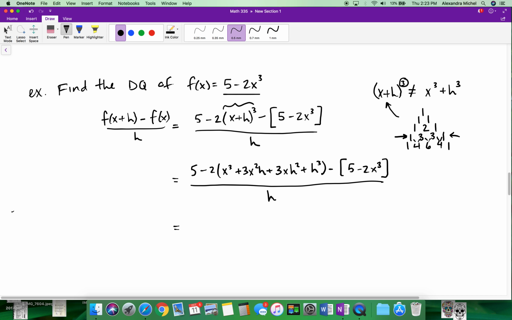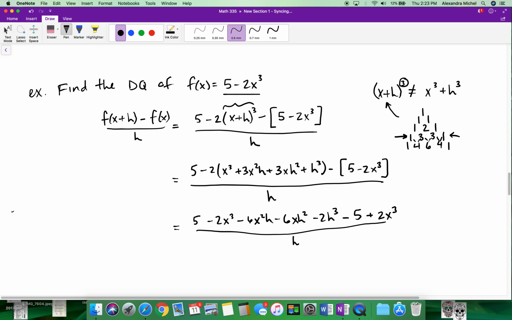And now if I distribute everything, I'm going to have 5 minus 2x cubed minus 6x squared h minus 6xh squared minus 2h cubed minus 5 plus 2x cubed all over h. Now if we look at what we can cancel, we can cancel these 5s, and we can also cancel the minus 2x cubed with the plus 2x cubed. And now we're actually left with things that only have h's in the numerator.